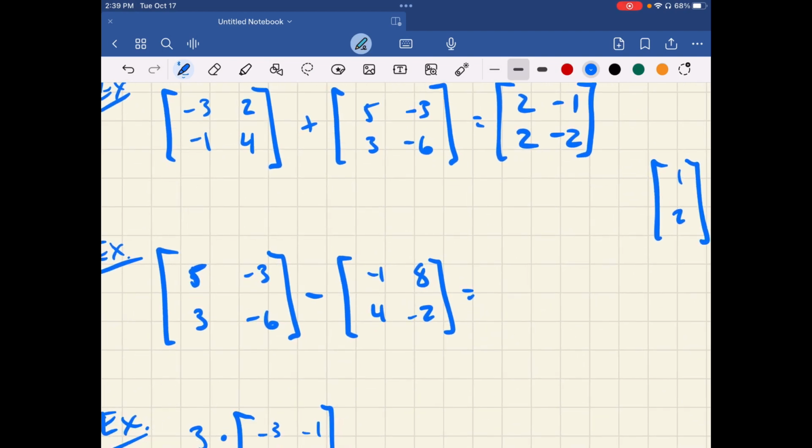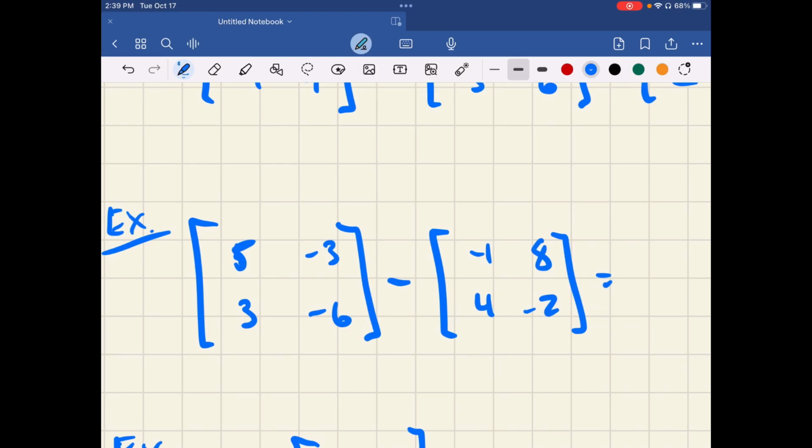All right, now let's look at this one. This one is subtraction this time, but nothing is going to change. It's still going to be exactly the same. I'm going to take the numbers in corresponding spots. So I have the 5 and the -1, but be careful here because I have to subtract that.